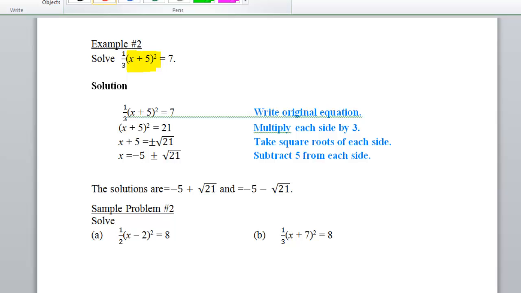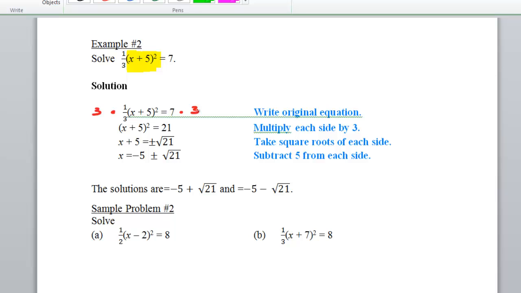So when we see something like this, really what we're looking to do is isolate that term. So we want to, in this case, example number 2, peel away the 1/3, if you will, to get the x plus 5 squared by itself. Now, if you look at the solution to this, what we're really going to be doing is multiplying each side by a common denominator, or the reciprocal in this case, so that we can eliminate that 1/3.